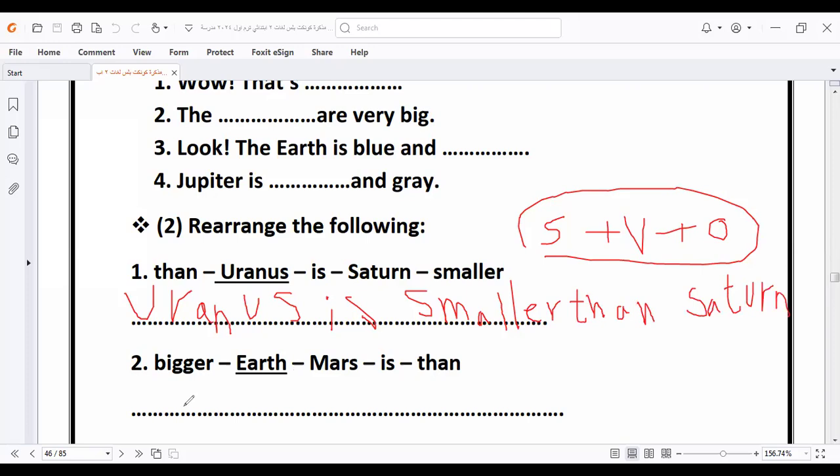Another one, bigger, Earth. So it will be Earth. So we will start with Earth. Earth here is the subject. Where is the verb here? Is bigger than. Is bigger than what?